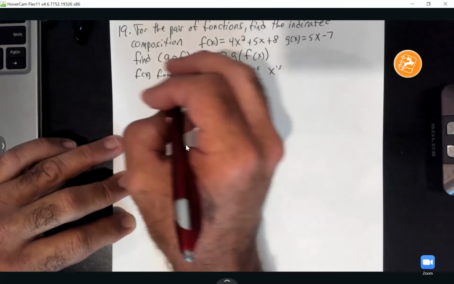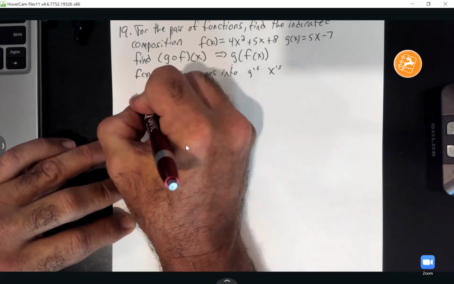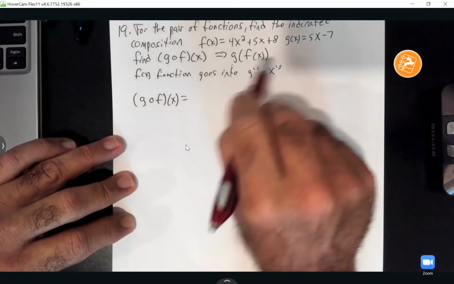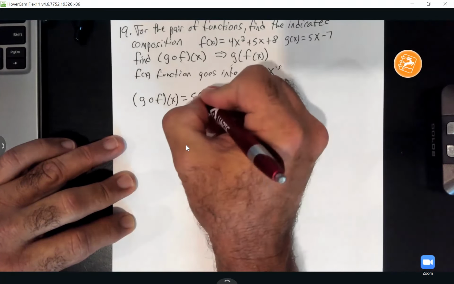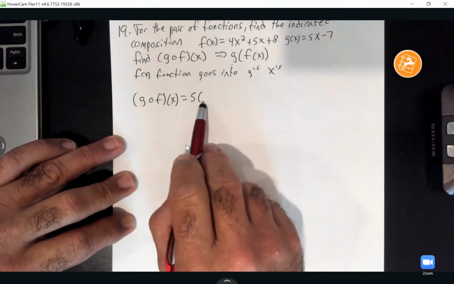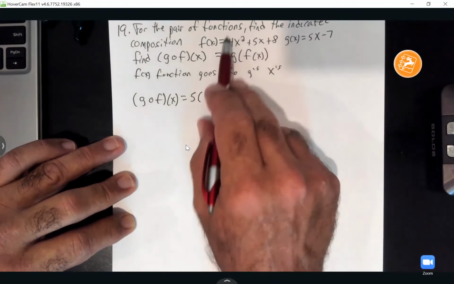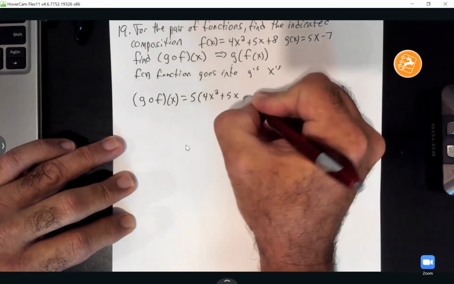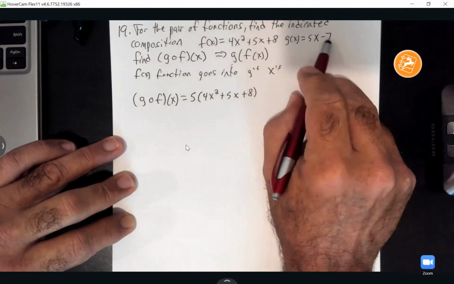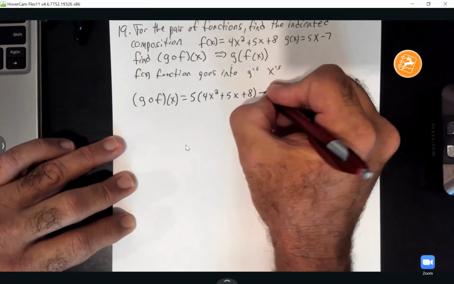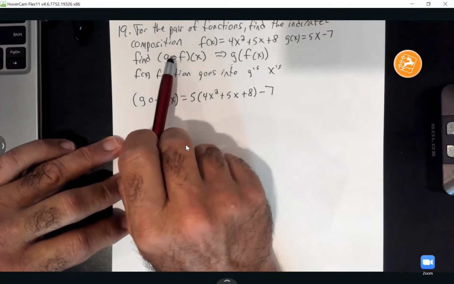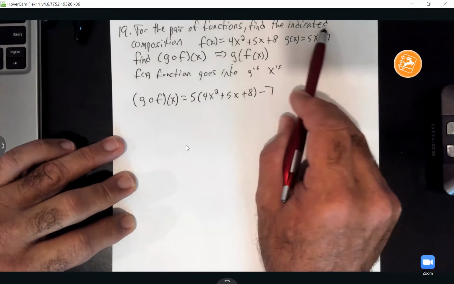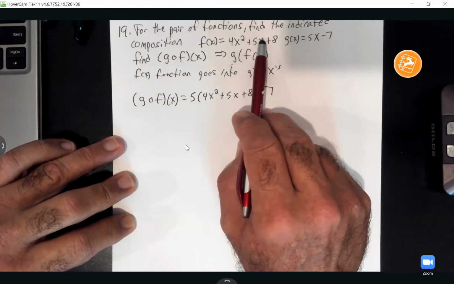So y'all, that's going to give us G compose f of x will equal my G, which is 5 times x. But y'all remember, this whole x will be the complete function. 4x squared plus 5x plus 8. And then at the end, we got a minus 7. Now, if this would have said f of g, then I'd have put my g function into both of the x's for the f.